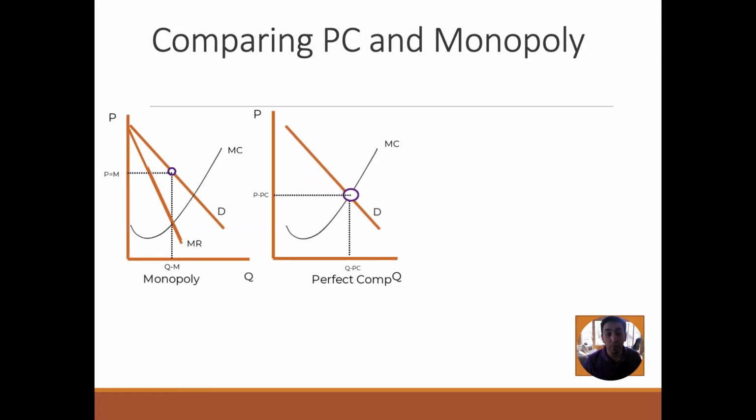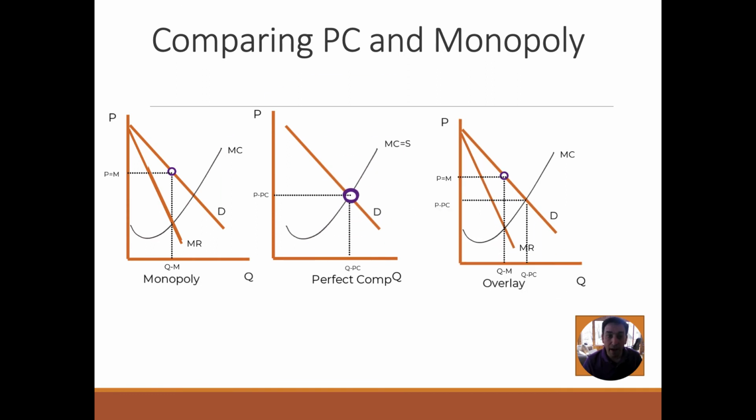If we're going to compare perfect competition to monopoly, one of the things the book does and other people do is they lay these two graphs on top of each other, but they don't do a real good job of explaining what's going on. In perfect competition, you have marginal cost, which is the same as supply, equals demand. In monopoly, you don't have supply equal demand. Here, you have marginal revenue less than demand. So you're going to produce where marginal revenue equals marginal cost, bring it up to the demand curve. And here you have your price of a monopoly.